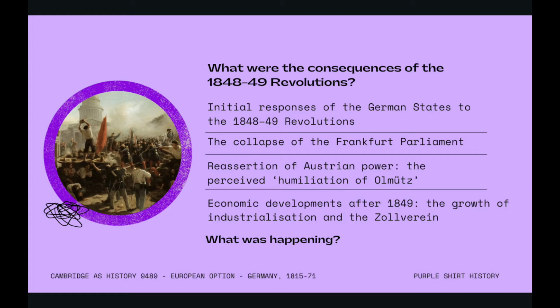Initial responses of the German states to the revolutions of 1848-49. Let me just give you the two biggest and most important German-speaking states of this time period who are kind of jostling for the leadership role of the German-speaking world. It is Austria and Prussia.